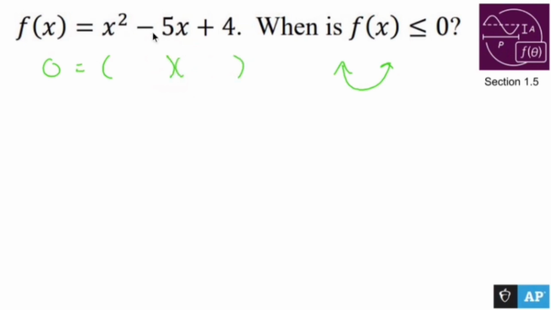So two numbers that add up to -5 and multiply out to 4 are going to be -4 and -1, which makes my zeros 4 and 1. So I'm going to make myself a sign chart. Okay, magic happens at 1 and magic happens at 4.